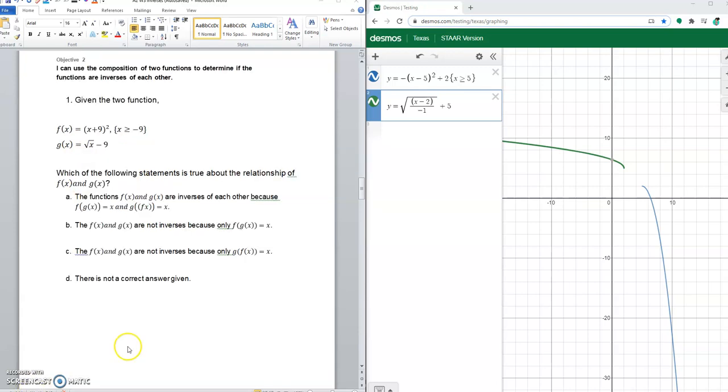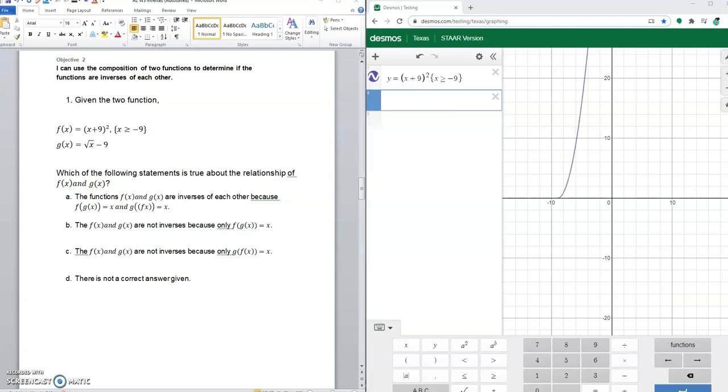Okay, we're now on objective 2. This is your given function. Please graph it. This is your next function. Please graph it. And the question is, which of the following statements is true about the relationship of f(x) and g(x)? We will find out when you graph them.